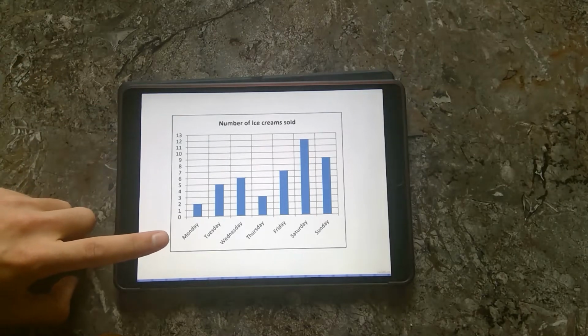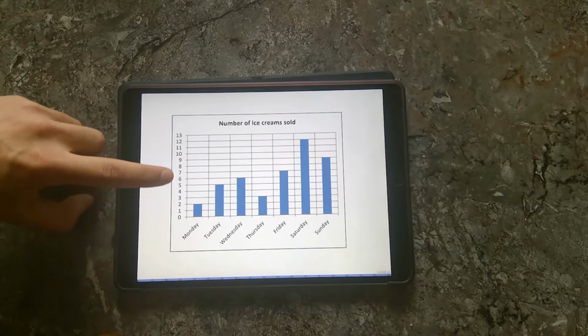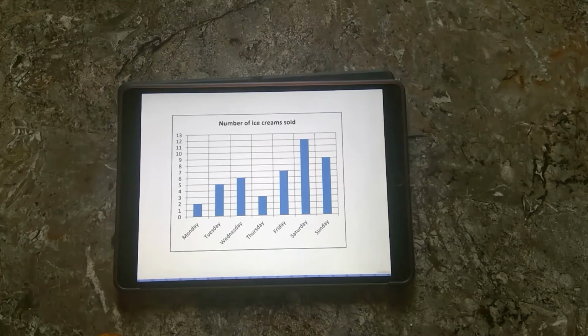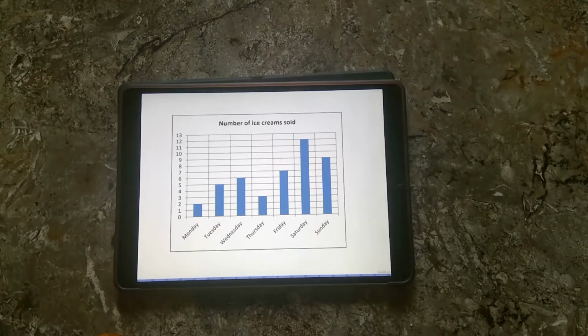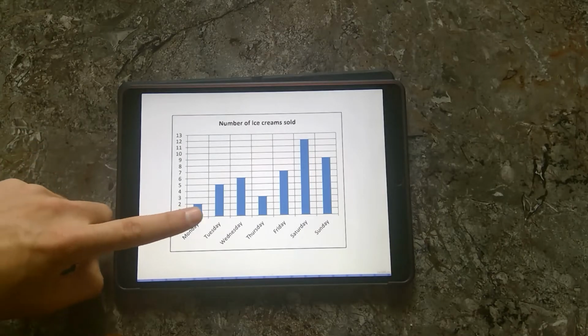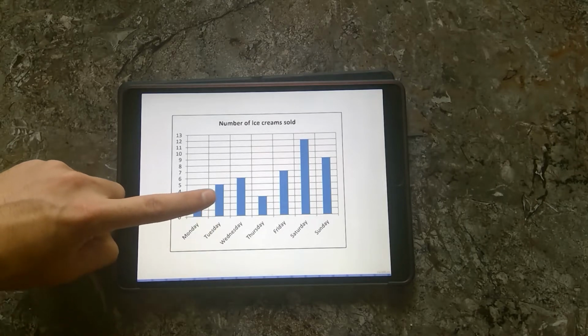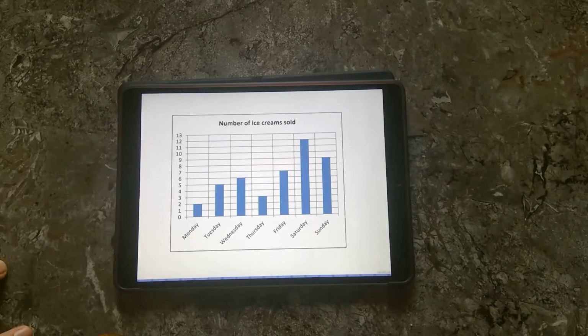Along the bottom, we've got the days of the week, Monday up to Sunday. And then again, we've got our numbers up the side, 0, 1, 2, 3, 4, 5, all the way up to 13. So just to start you off with one of the bits of data that we can collect from this bar chart, I'm going to choose a day at random. Let's say Tuesday. We go to our Tuesday. How many ice creams were sold on Tuesday? We follow it up to where it stops, and it goes up to the 5. So I can say that there were 5 ice creams sold on Tuesday.